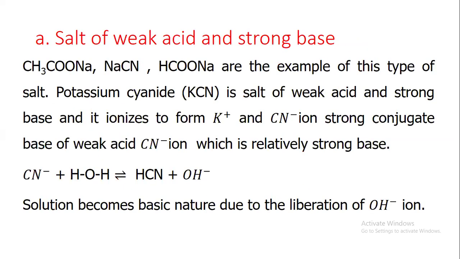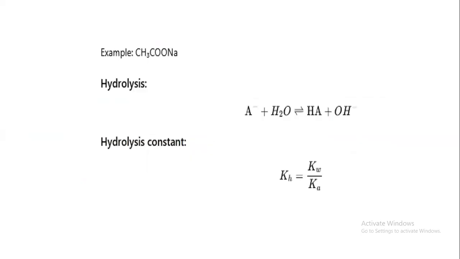Salt of weak acid and strong base, for example, sodium ethanoate, sodium cyanide, sodium methanoate are examples of this type of salt. Potassium cyanide is the salt of a weak acid and strong base, and it ionizes to form potassium ion and cyanide ion, the strong conjugate base of a weak acid. Cyanide ion is a relatively strong base, and it reacts with water and produces hydroxide ion. The solution becomes basic in nature due to liberation of hydroxide ion.